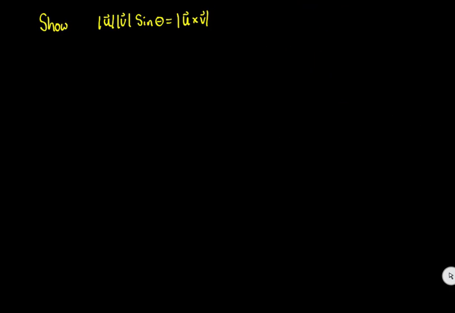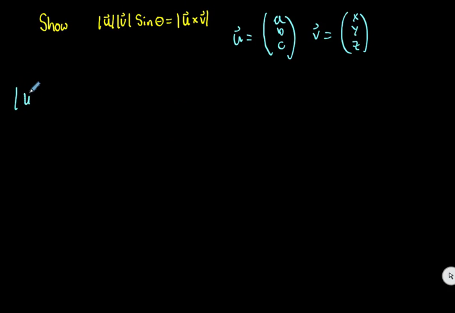So here we go. First thing we're going to do is let's assign what u is equal to. So vector u we're going to call a, b, c, and vector v we're going to call x, y, z, right? Good. And then we're going to look at a lot of different things here to make this all work. The first thing we're going to look at is the magnitude of the cross product squared, right?